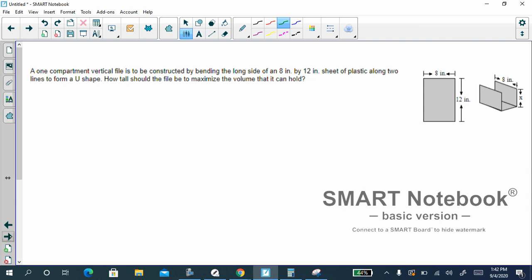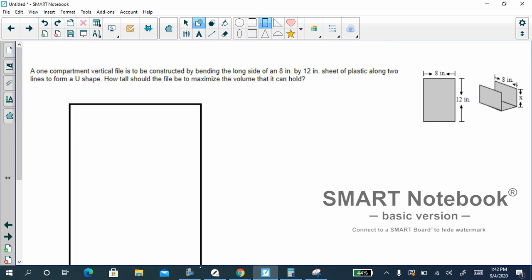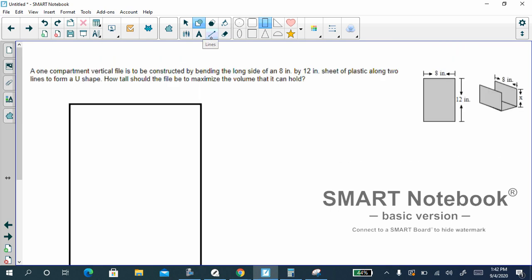Now the last question is an application where we're trying to maximize or minimize something. So we're given that we have a piece of plastic that's a rectangle, and we're going to fold this piece of plastic.